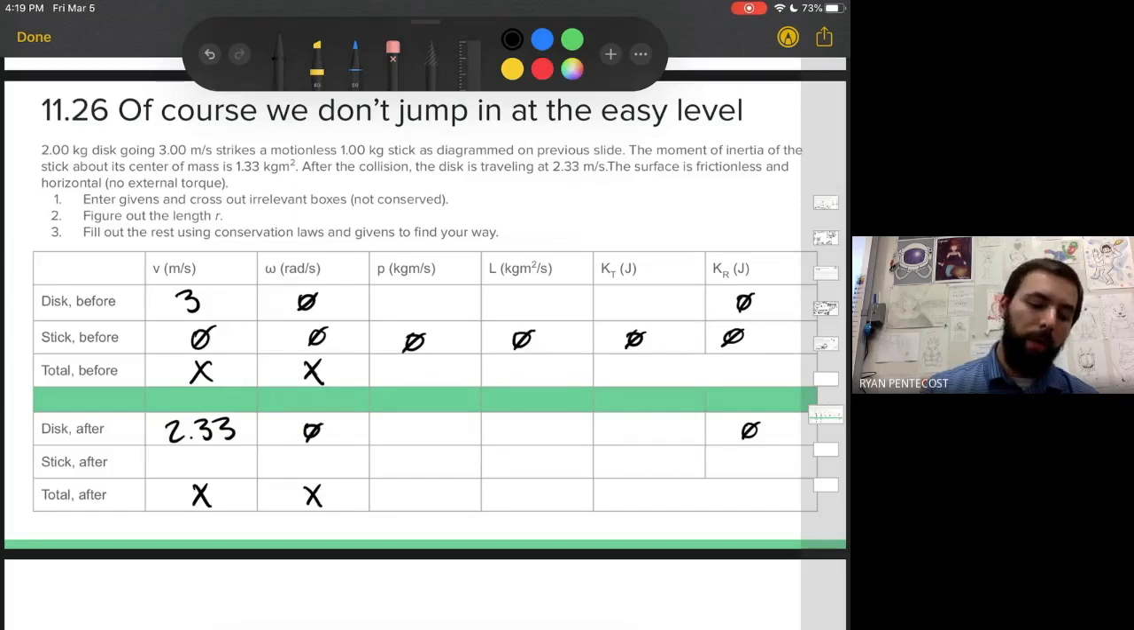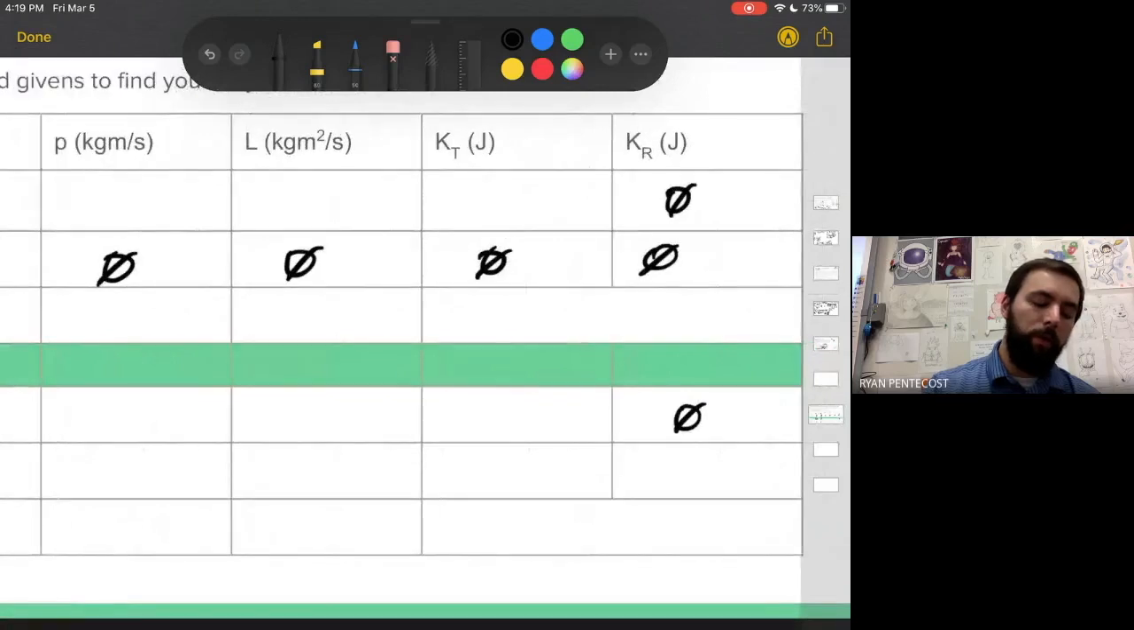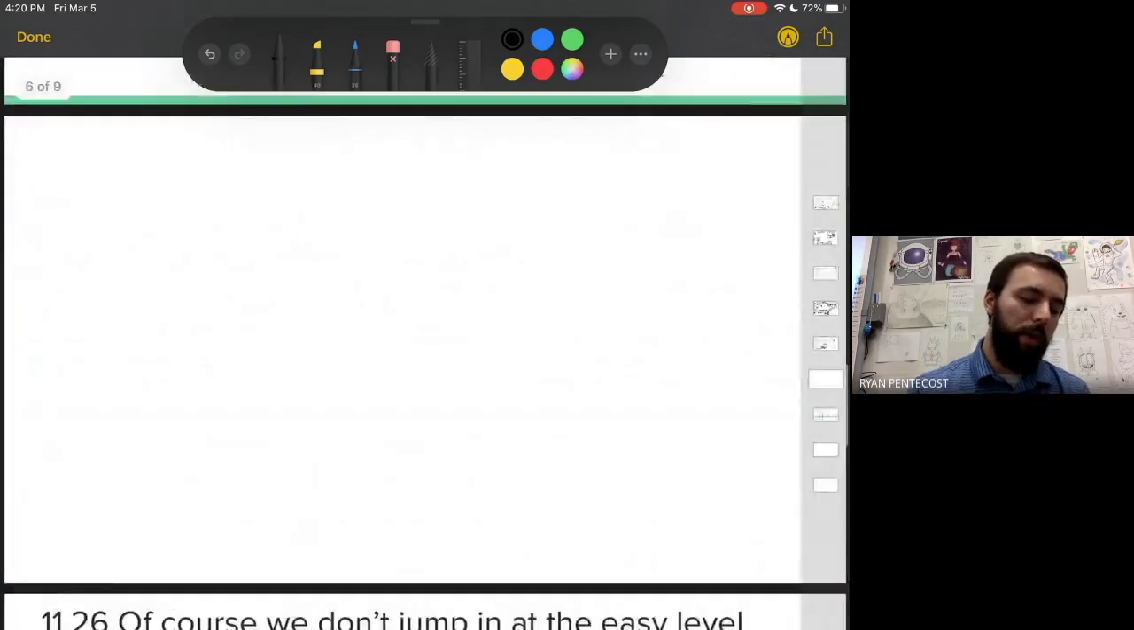I do want to point out that our momentum, angular momentum, and our kinetic energies also have a total to them. Those we will total up because they are conserved. If you add up the momentum of both of them, that will equal the momentum of the system, like we showed here.